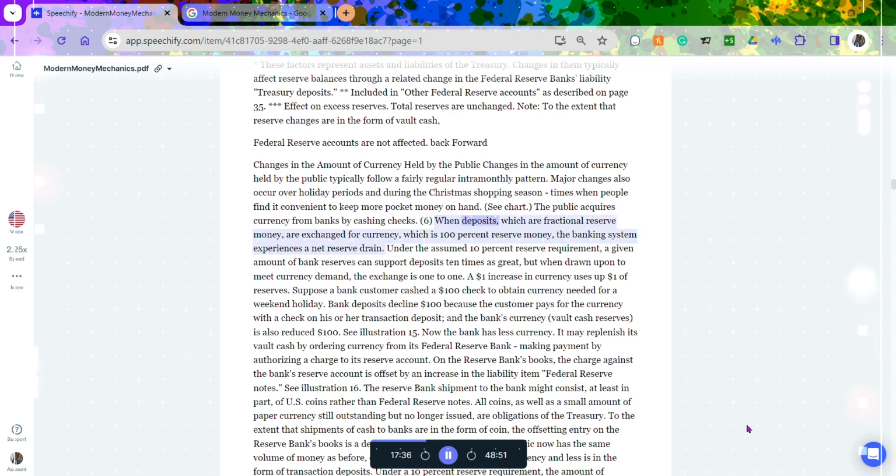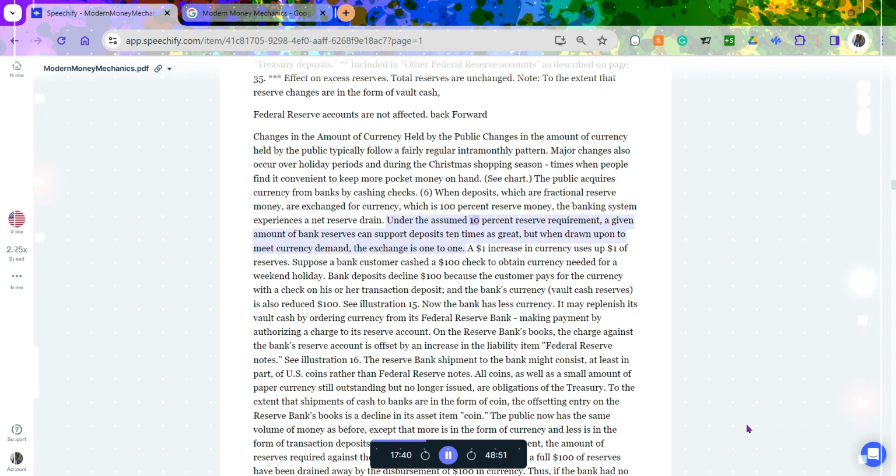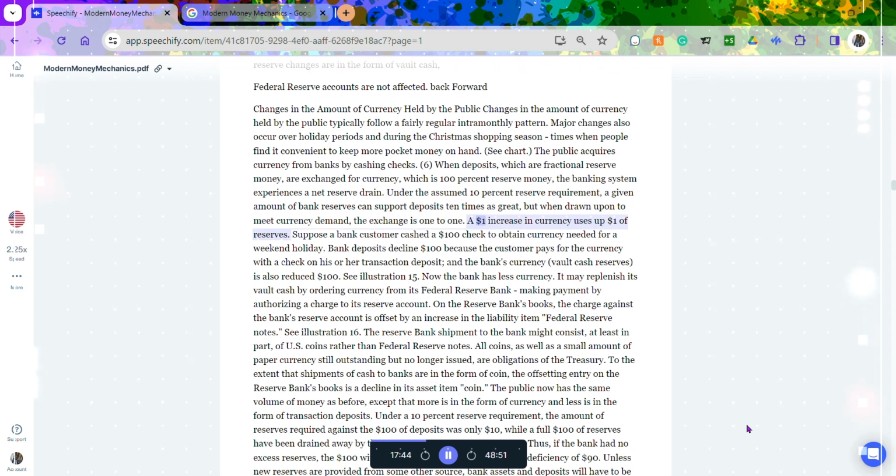When deposits, which are fractional reserve money, are exchanged for currency, which is 100% reserve money, the banking system experiences a net reserve drain. Under the assumed 10% reserve requirement, a given amount of bank reserves can support deposits 10 times as great, but when drawn upon to meet currency demand, the exchange is 1-to-1. A $1 increase in currency uses up $1 of reserves.